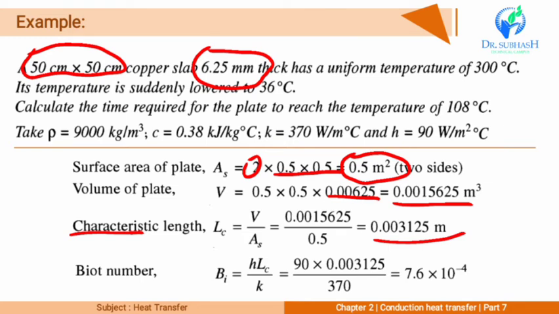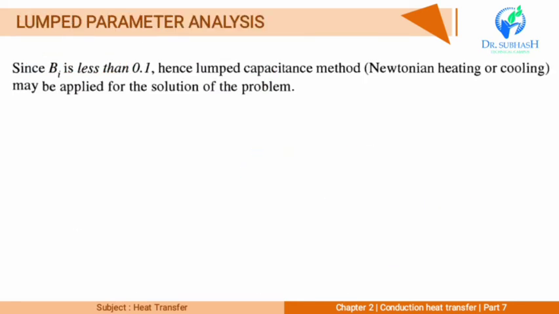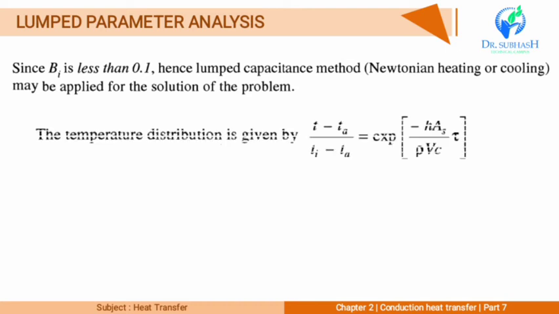Then find the Biot number. We know that Biot number is equal to h into L, characteristic length divided by K. So h is equal to given 90 multiplied by characteristic length divided by conductivity also given 370. So we got the value of Biot number is 7.6 into 10 raised to minus 4. Since the Biot number is less than 0.1, hence the lump capacitance method, Newtonian heating or cooling may be applied for the solution of the problem.